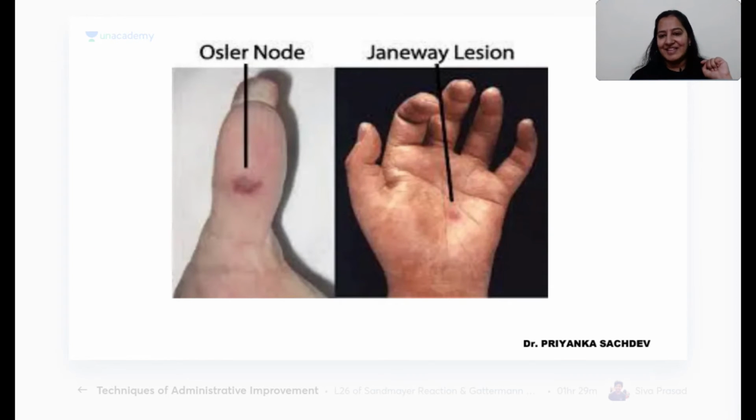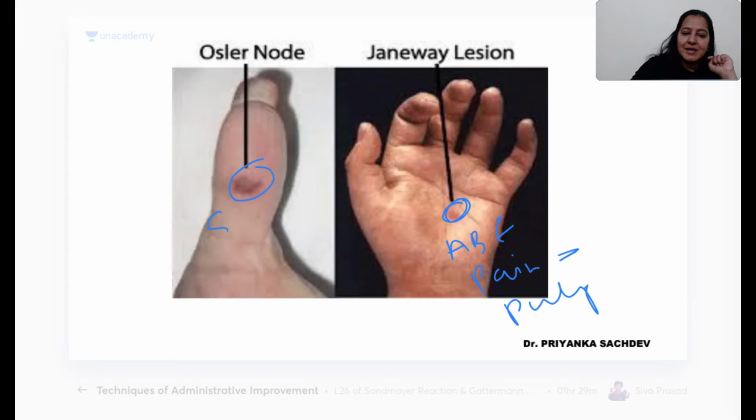So you can see again Osler and Janeway. This is Janeway. This is seen in ABE. This is painless, and this is present at the pulp. This is Osler. This is present in SABE. This is painful. Pain is present. Just make it now, like me. And this is present at the tip.